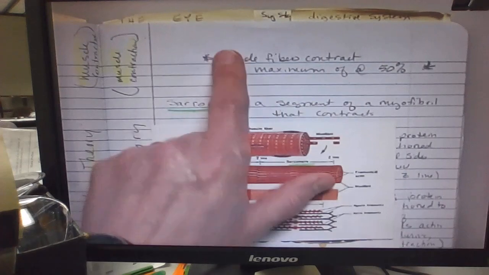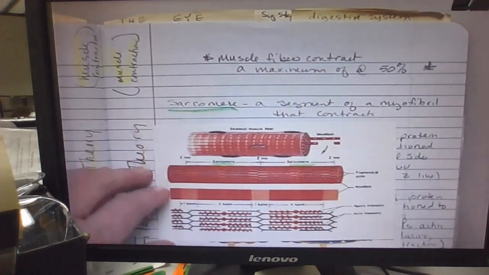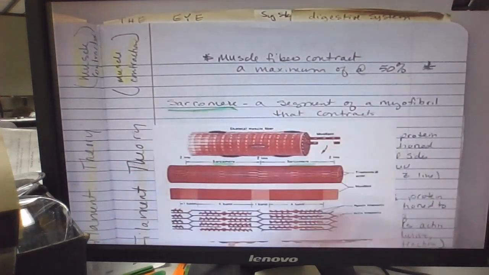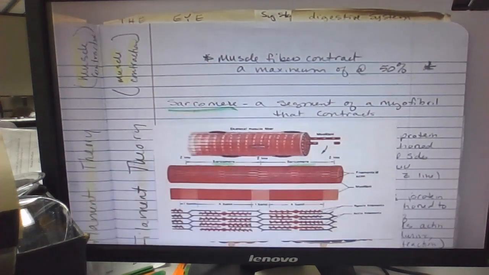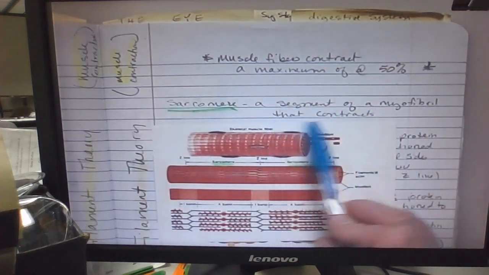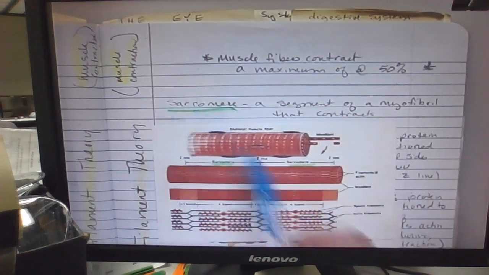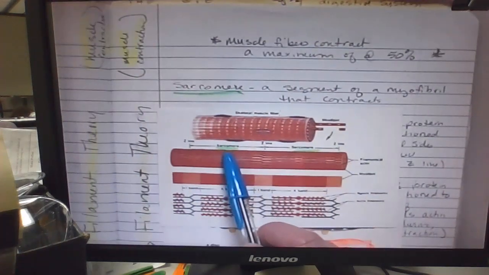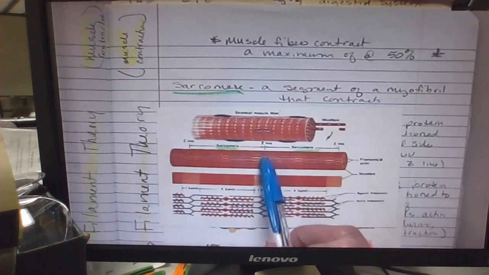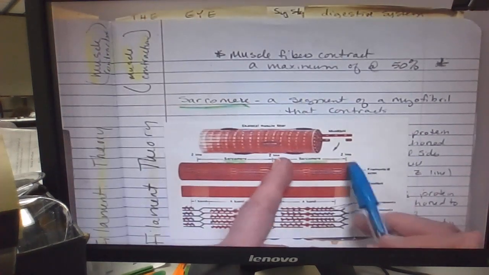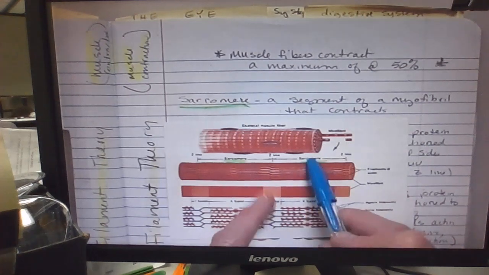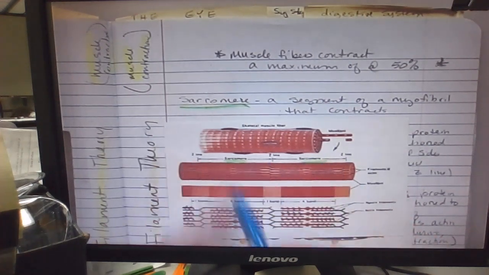All right, a muscle fiber can contract a maximum of 50%. That's it. The sarcomere is the segment of the myofibril that contracts. Here's our sarcomere, here's our unit, and this is what's going to contract. This is one sarcomere, this is another sarcomere, and each is going to contract.